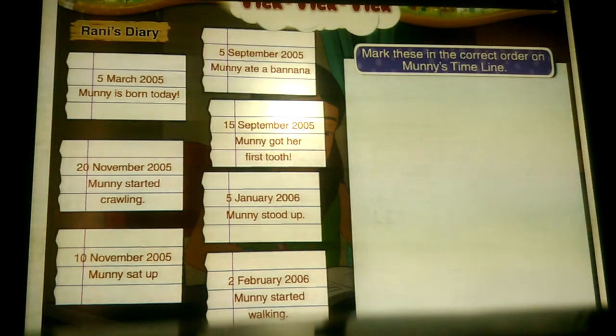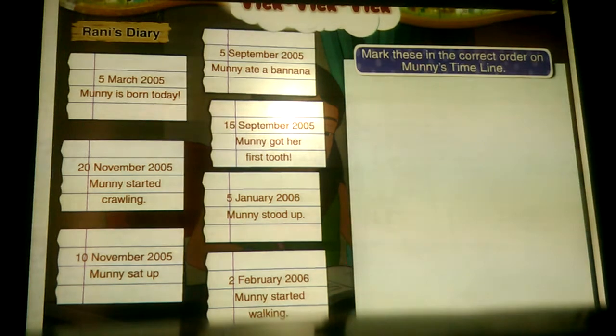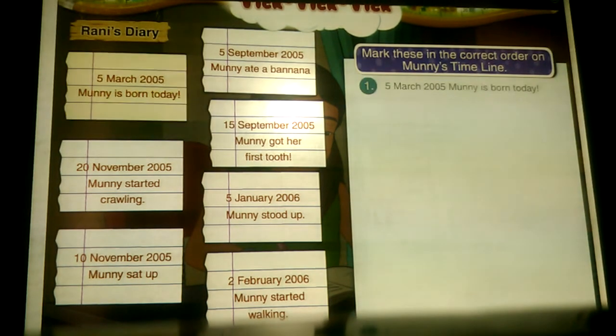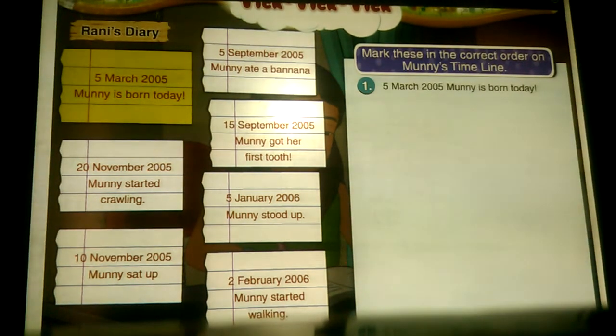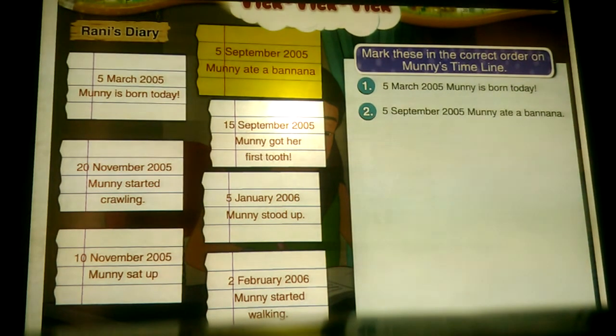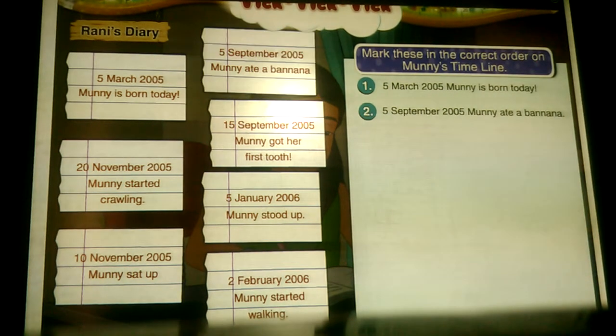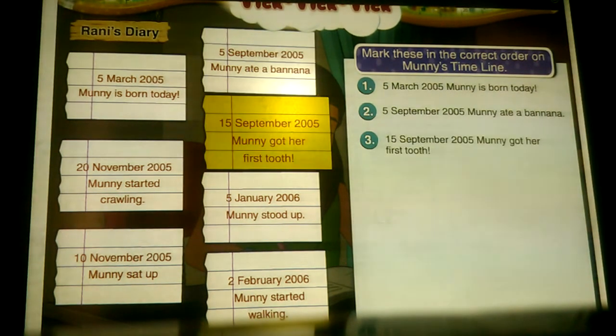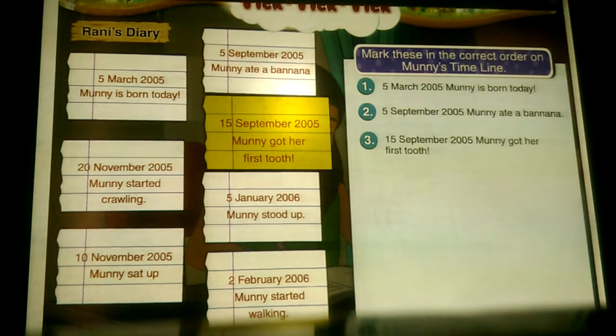Mark these in the correct order on Munni's timeline. 5th March 2005. Munni is born today. 5th September 2005. Munni ate a banana. 15th September 2005. Munni got her first tooth.